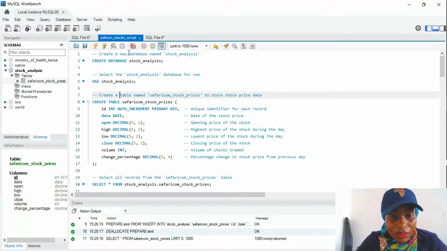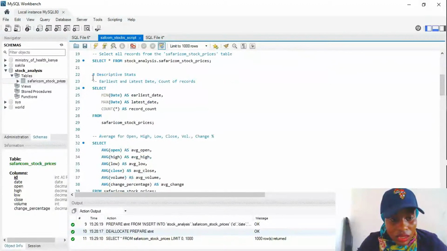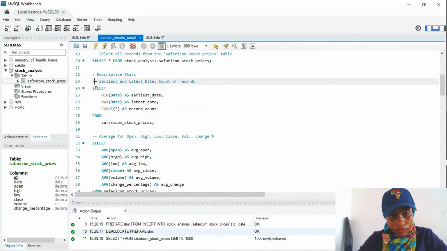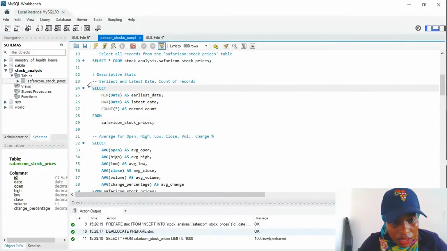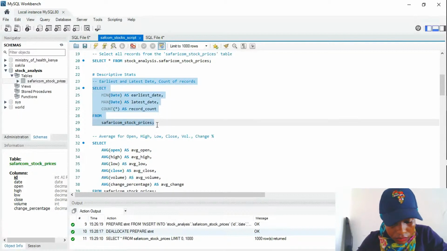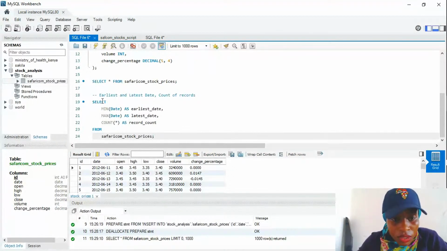So let me just open the script so that we do that. The first script you want to run is this one, where we explore our data and see the earliest and latest date. Let me copy exactly this one from here and run it in this file. This one will just tell us when our trading starts and when the trading ends.